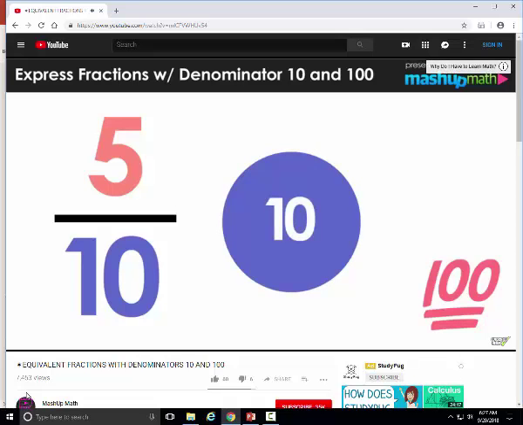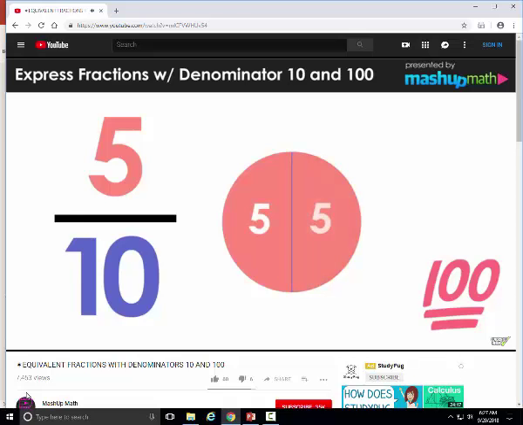We know that the whole is 10, which we can represent with this circle, and the part 5 is 1/2 of it. So 5 over 10 is equal to 1/2 because you would need 2 5s to equal 10 because 5 plus 5 equals 10.